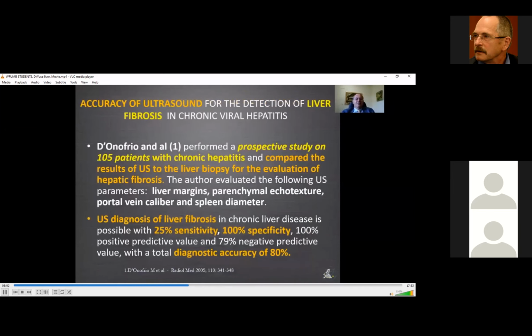And now something from the literature, a publication by the Italian group, who looked prospectively at ultrasound and liver biopsy for evaluation of hepatic fibrosis, and comparison was made with liver biopsy. The ultrasound diagnosis of liver fibrosis has a very low sensitivity, 25%, but a very good specificity, and diagnostic accuracy of 80%. Then we are not able to say it's a chronic hepatitis, but if we see signs of cirrhosis, we are very specific and we can say it's a liver cirrhosis, as I showed in the previous image.